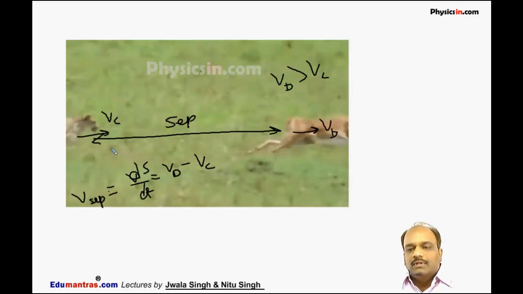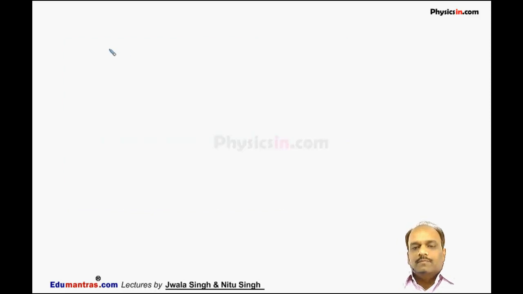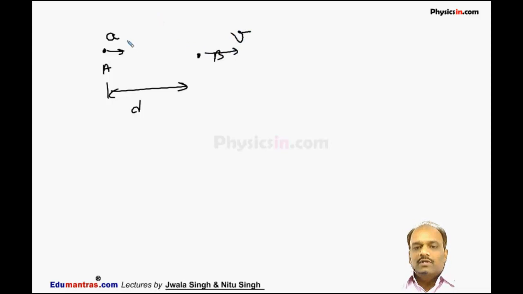After this video and after this discussion, we will start solving some questions. Now suppose this is a particle A, this is particle B. Let the separation between these two initially be d. These are the two particles A and B. Particle A starts running with an acceleration a, and B is running with a constant speed V at t equal to 0.